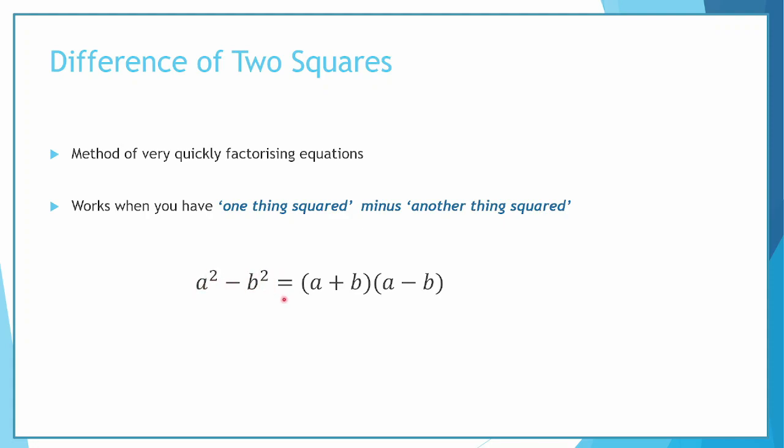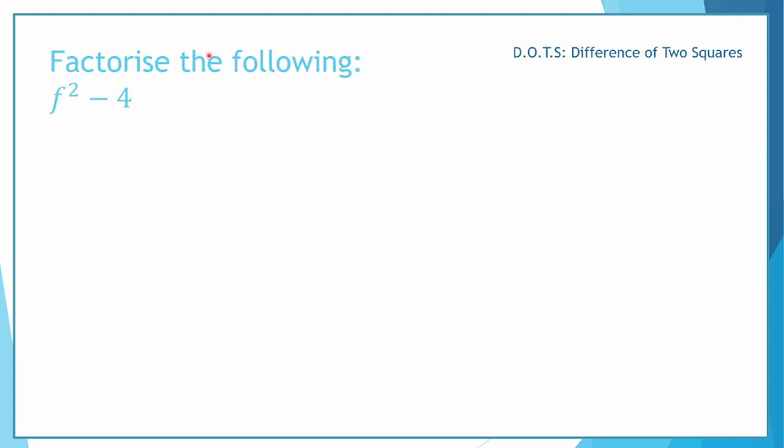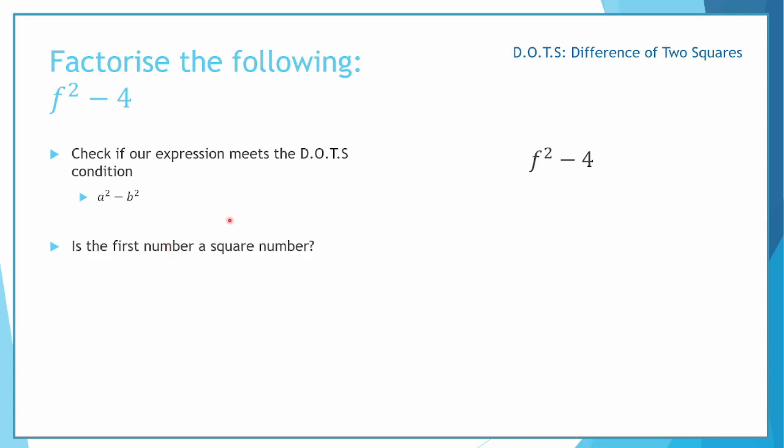So if we look at this example, factorise the following: f squared minus 4. So the first thing we're going to do is check if our expression meets the difference of two squares condition. So this is our question, f squared minus 4, and this is the condition it has to meet, a squared minus b squared. So we're going to check if the first number, this f squared, is a square number. Of course, f squared is a square number because f squared is equal to f times f.